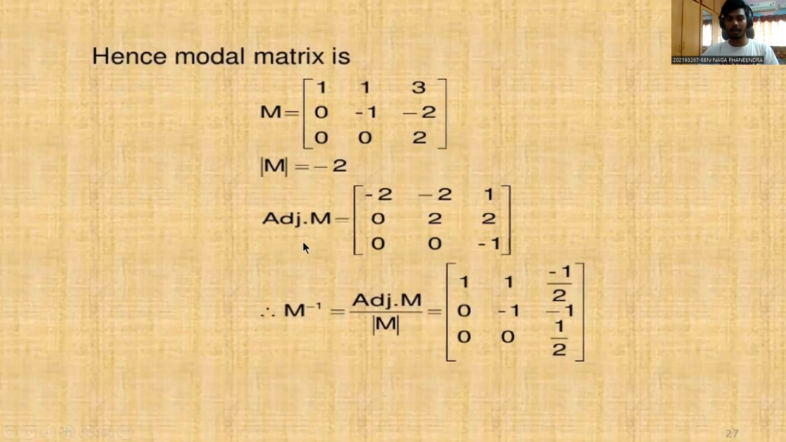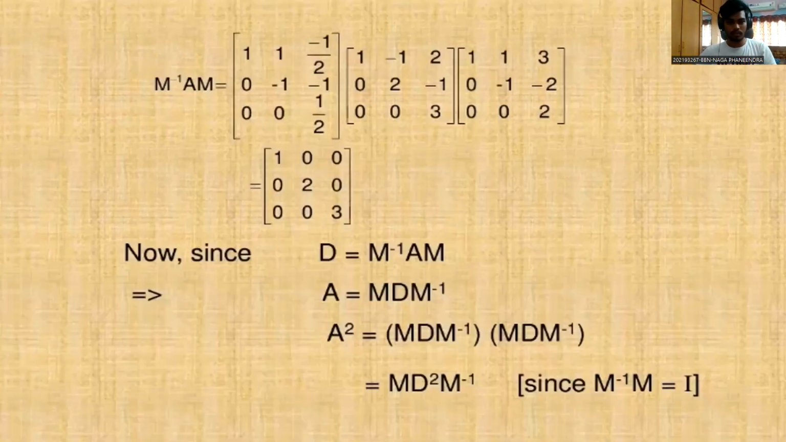The inverse of the matrix is given by adjoint of M by det M. So the adjoint of M is also found, and M inverse is given by adjoint M by det M. Det M was minus 2, and if we divide everything by minus 2, we get M inverse. To do the diagonalization, we have M inverse, we have A, and we have M. If we multiply them all, we get a diagonalized matrix in which our eigenvalues are on the diagonal and all the remaining entries are 0.